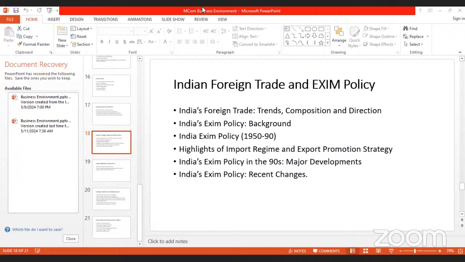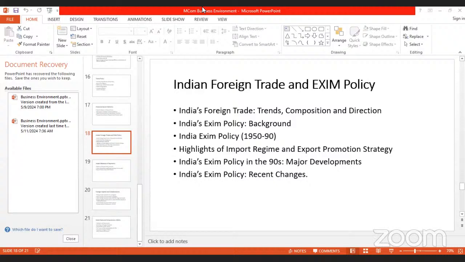So under this policy, the last topic we can see over here is India's EXIM policy recent changes. So quickly, let's see what the recent changes are. Well, recent changes in India's EXIM policy reflect the ongoing effort to align with global trade practices and enhance competitiveness. So the first thing was focus on services export. Emphasis on promoting IT and IT enabled services and other service sectors through various schemes and incentives was made.